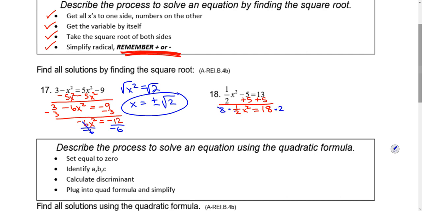That causes the bottom to cancel, and now we're just left with 1x squared, which you don't have to write the 1. So whatever number is on top, it just ends up in front of the x. When you have a 1, you don't have to write it. So 18 times 2 is 36.